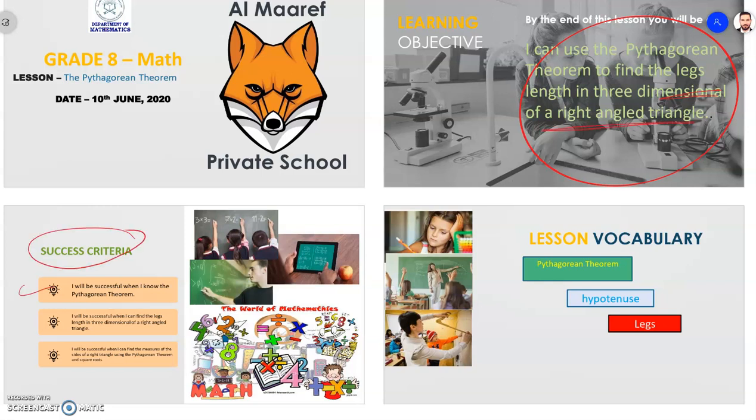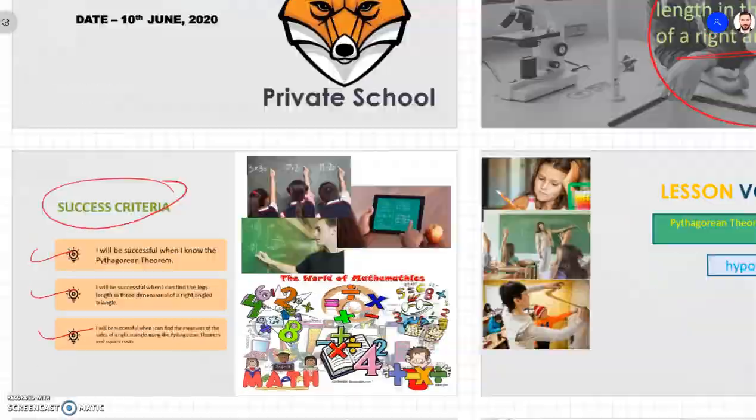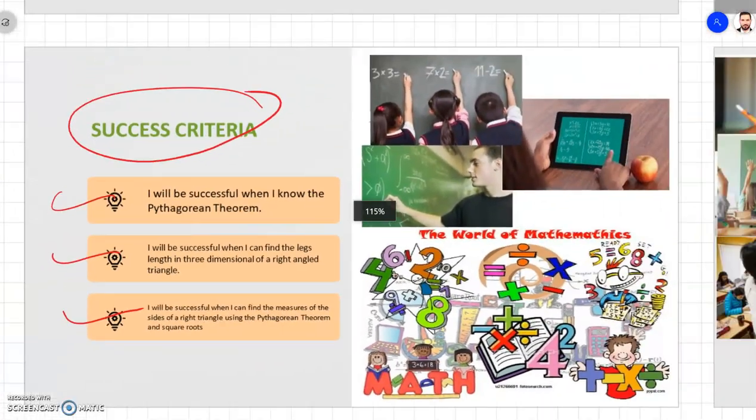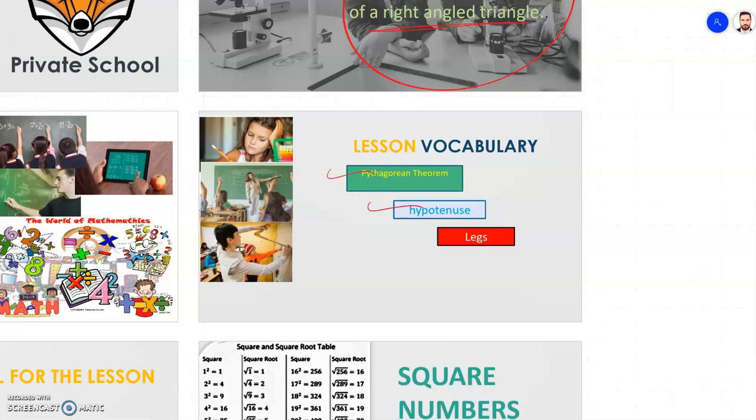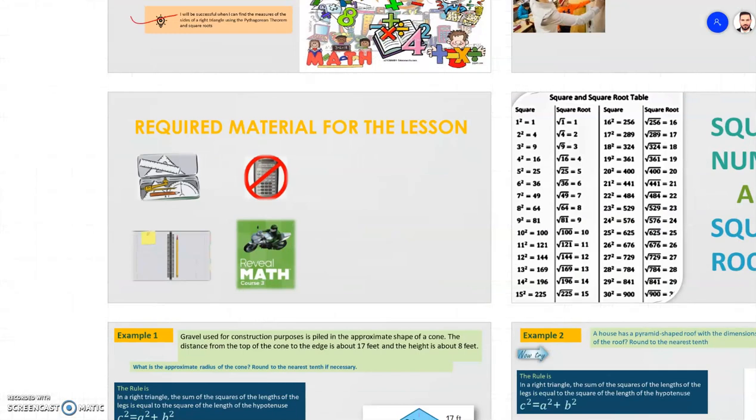Your success criteria is the way to solve the questions. Read it very well, watch the steps, and also hear the vocabulary today: Pythagorean theorem, hypotenuse, legs. This is your vocabulary today. As usual, we have required materials. A calculator is not allowed. Bring your geometric tools, notebook and textbook.